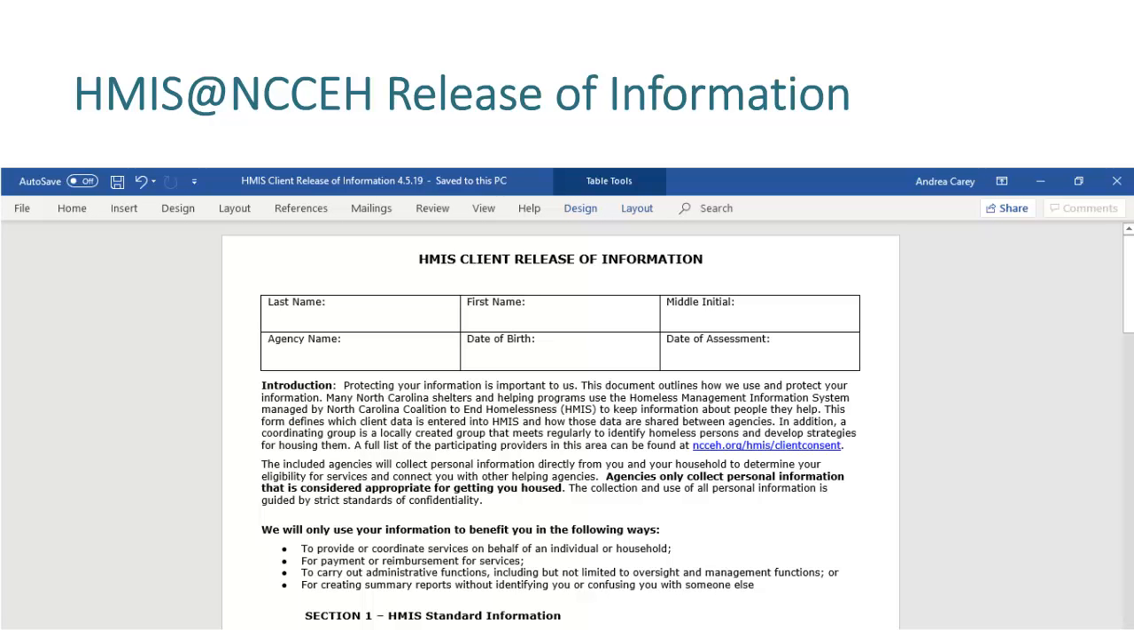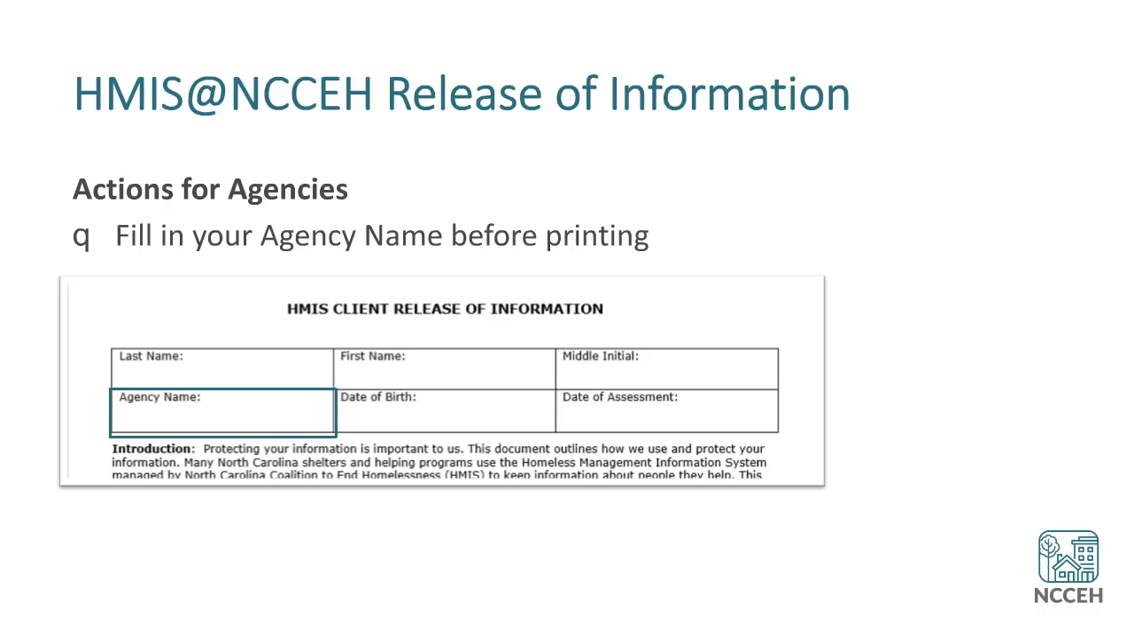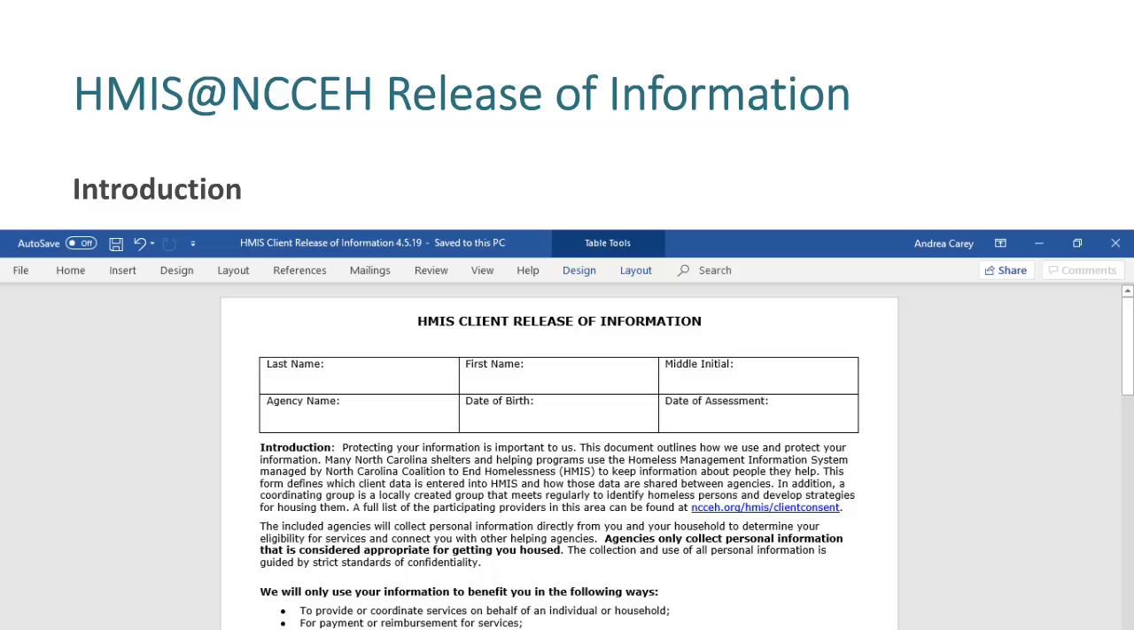HMIS at NCCEH Release of Information. This is the consent documentation that we use for data collection on all adults 18 and older. Fill in your agency name before printing this document so you don't have to write it out each time. Let's start with the introduction.